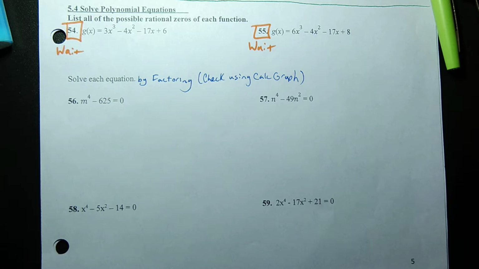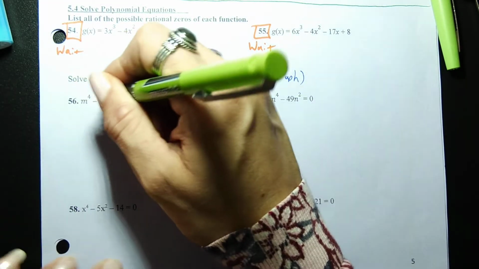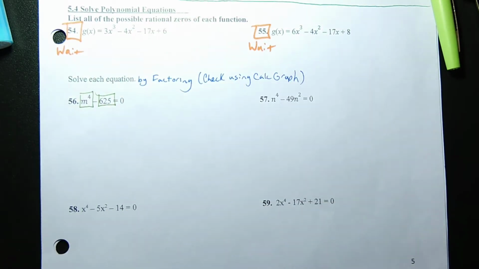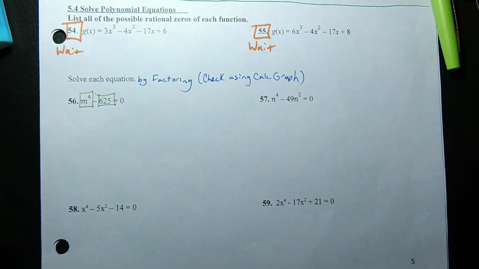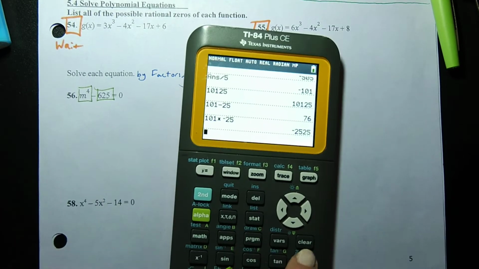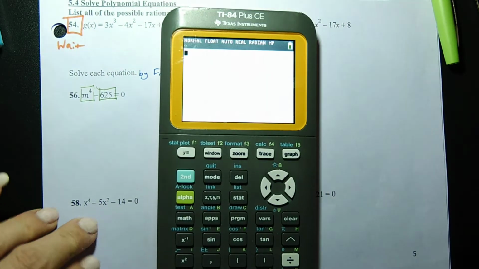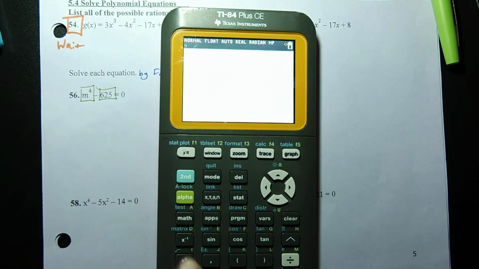So we've got a power of 4, which makes me think fake quadratic, but is there anything jumping out at you about 625? It's a big number, and if you're like, I wonder if it's a perfect square, how could we check? On your calculator, above the x squared, we've got square root, so square root of 625, and ta-da, we see that it is a perfect square.